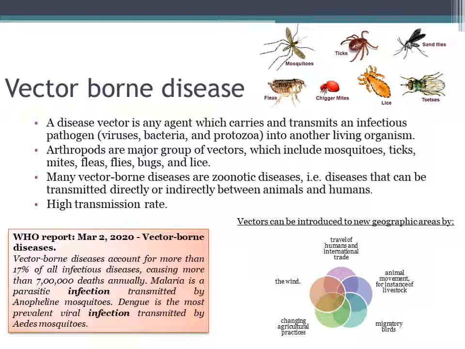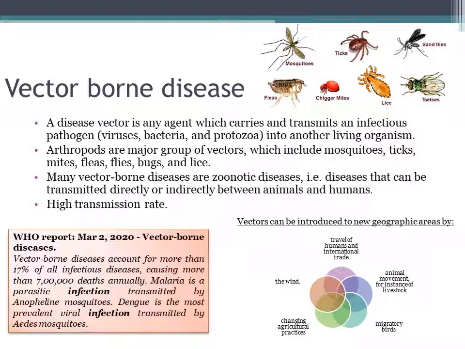definitely if they are carrying these viruses, bacteria or protozoans, then if they bite us, only then is the disease transmitted. Otherwise people would think that a normal mosquito bite also will make us sick, and we know that is not the case. It happens only when it carries infectious pathogens. And all these group diseases are mainly classified as zoonotic diseases, because the diseases can be transmitted directly or indirectly between animals and humans.